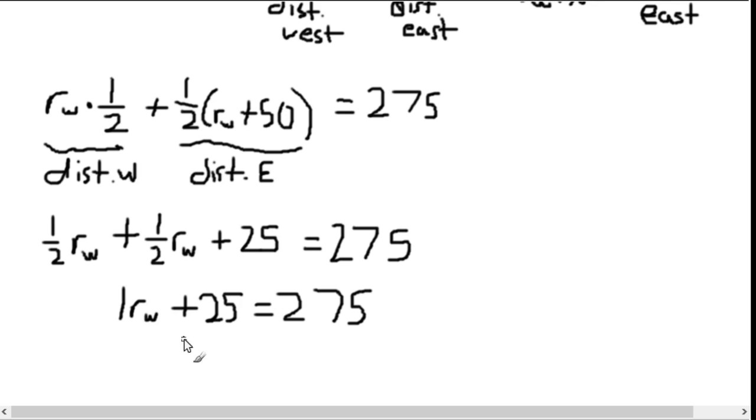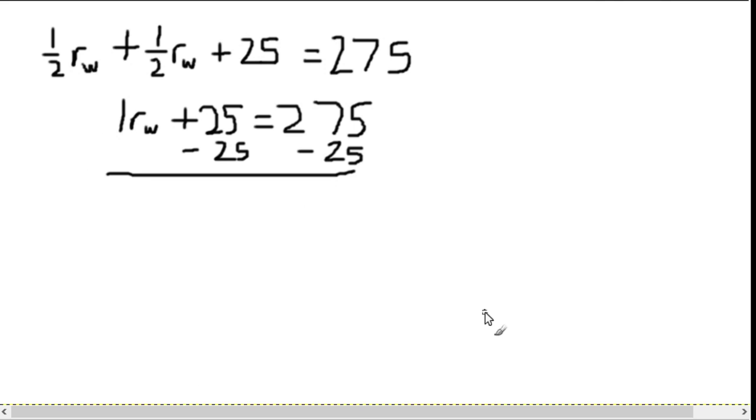So then we subtract 25 from both sides. Minus 25, minus 25. So this gives me 250 equals 1 RW. And again, if you recognize that 1 RW is the same thing as RW, you note that this is the solution to the equation. We could divide by 1, but again, that's going to give us the same thing.